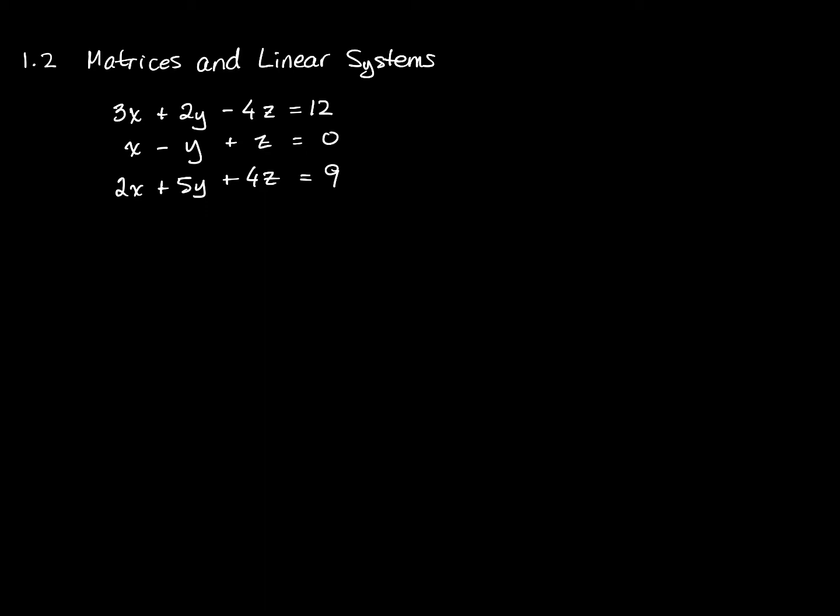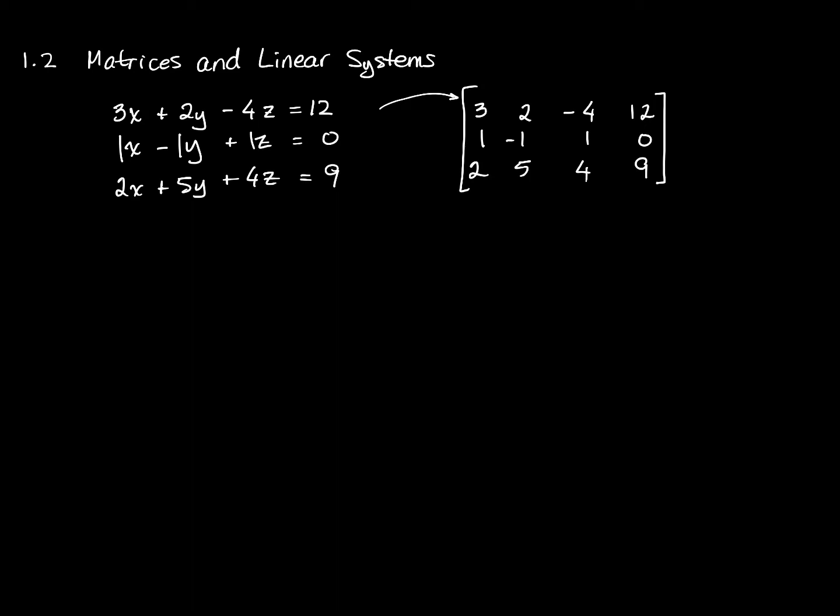To make a matrix out of this, I'm just going to take the variables out and leave just the coefficients. That means the first row of my matrix is going to be 3, 2, -4, and then 12, because this is an augmented matrix. There's a 1 in front of each of those, so that's going to be 1, -1, 1, and 0. And then I have 2, 5, 4, and 9. So turning a system of linear equations into a matrix just entails copying down the coefficients in the same order that they appear in the system.